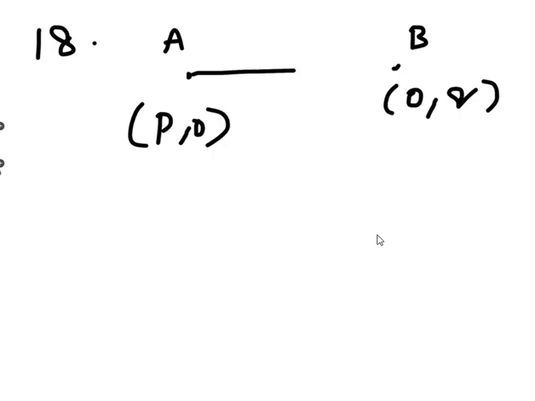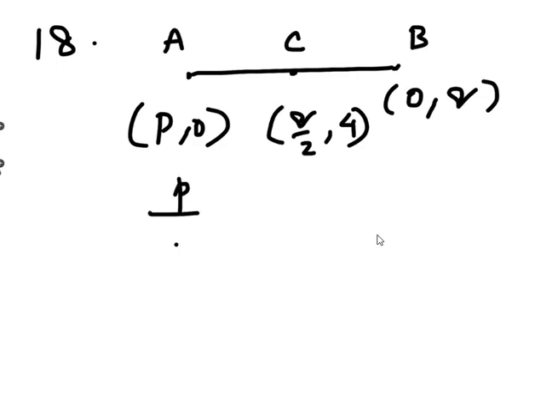The point C is the midpoint of A and B. A is given to be (3, 0), and B is (0, Q). The midpoint C is given as (Q by 2, 4), then what is the value of P by Q plus Q by P? This is the question.